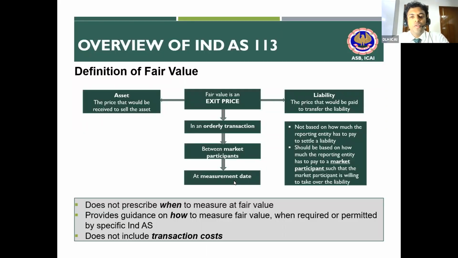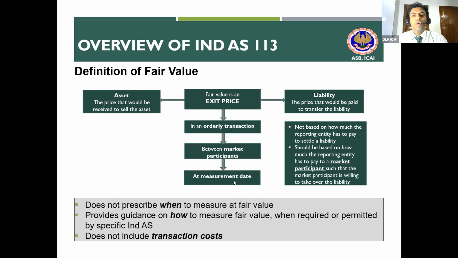So first thing is, what is fair value? Fair value, we all know, is a market price. So let's understand what guidance is given under Ind AS 113 in respect of fair valuation. Ind AS 113 says fair value is an exit price. What is an exit price? Exit price means that by entering into the transaction, how I can exit from that particular transaction. That means if I already have an asset, whatever price I will get by selling that asset is the fair market value. If I have a liability, the price I need to pay in order to transfer that liability is the fair value.